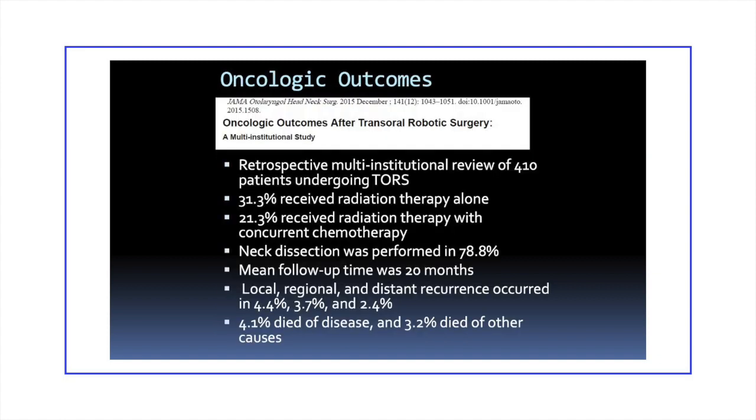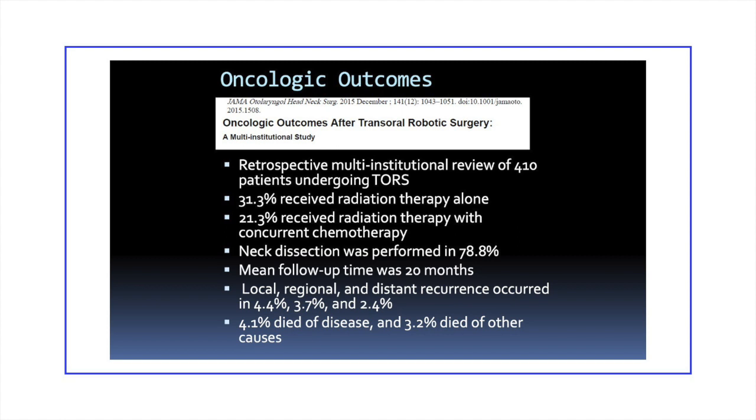So what are the oncologic outcomes of transoral robotic surgery? In this study, retrospectively looking at 410 patients who underwent TORS, 31% of patients underwent radiation therapy alone, and 21% received radiation therapy with concurrent chemotherapy after surgery. The mean follow-up was 20 months, and they found excellent oncologic outcomes, including local, regional, and distant recurrence rates of less than 5%: 4.4%, 3.7%, and 2.4%. And 4.1% of patients died of disease.